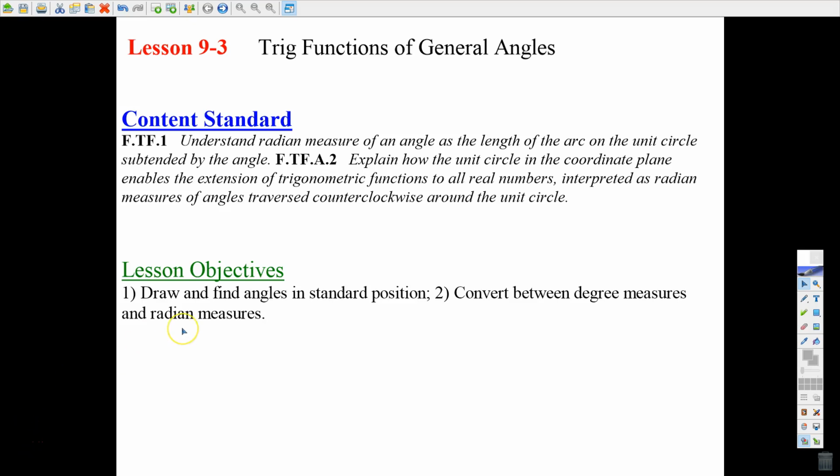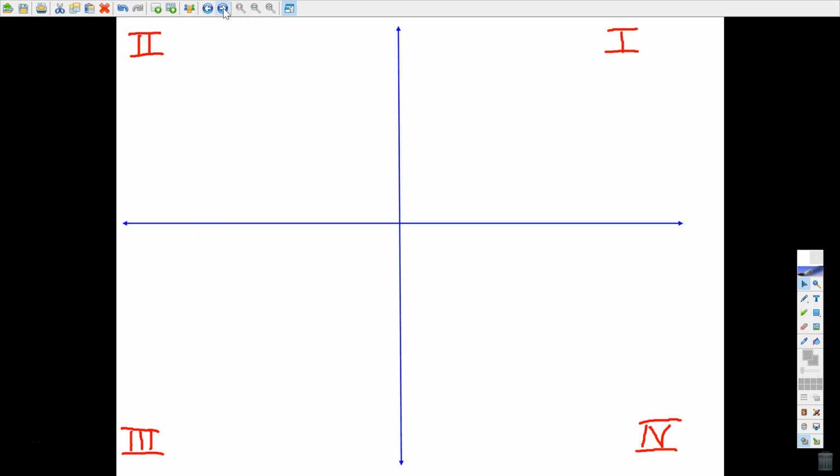Okay, we're continuing our study in trigonometry with this lesson 9.3, trig functions of general angles. So let's just get right into it.